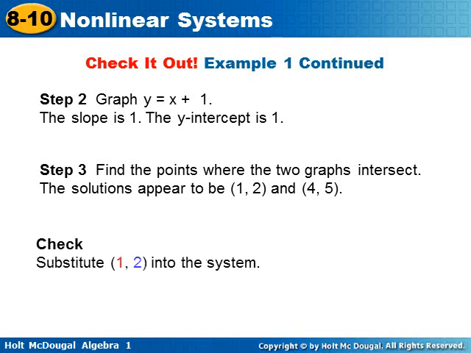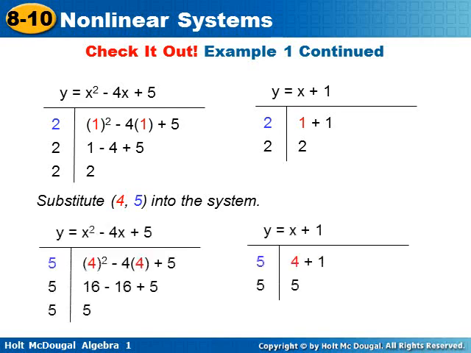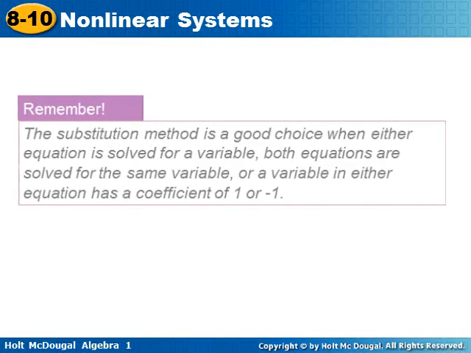So we're going to substitute 1, 2 into the system. So we put 2 in for y and 1 in for x for the quadratic equation, and 2 in for y and 1 in for x in the linear equation, and we get 2 equals 2 and 2 equals 2, so we know that's one of our solutions. And then we're going to substitute 4, 5 into the system to check it, and we plug in 5 for y and 4 for x in the quadratic, and 5 for y and 4 for x in the linear, and we get 5 equals 5 and 5 equals 5, so we know that that is also a system solution.